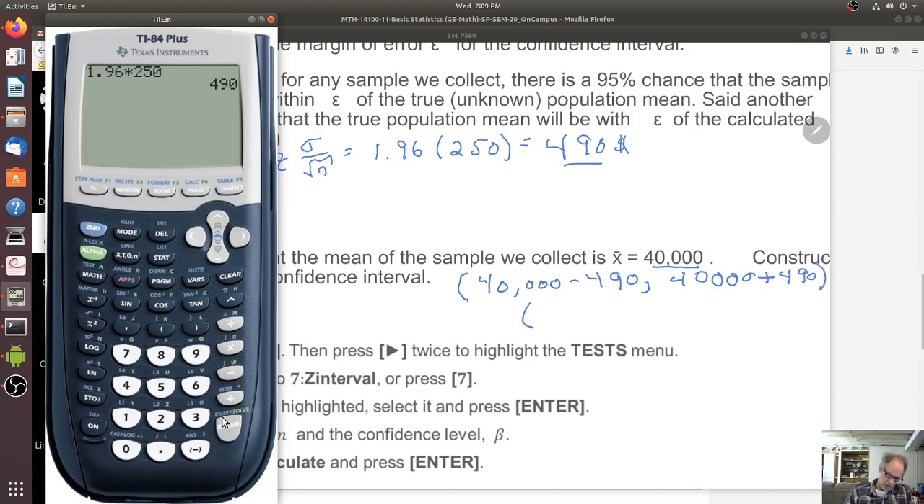Okay, and we can do this. That's 39,510, I guess. And this would be 40,490. I think.